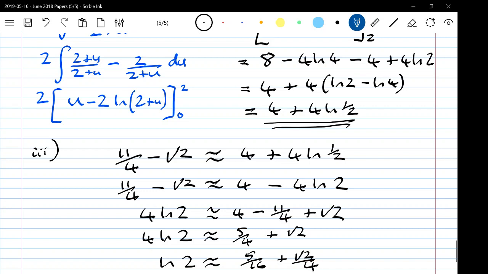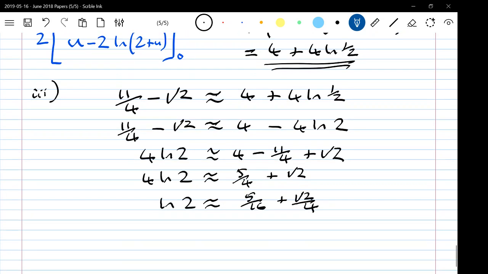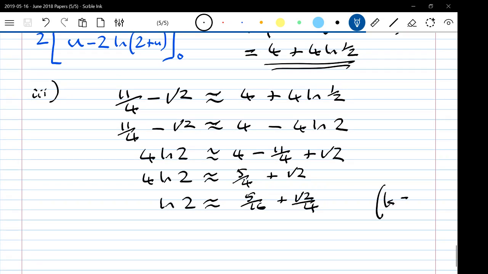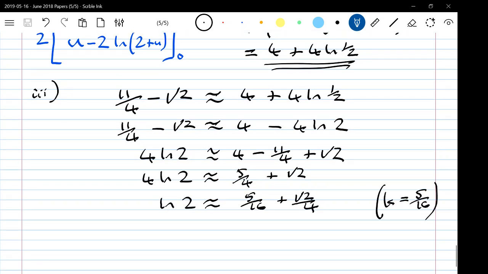So there we go. It said write it in the form or show that that's equal to that. You could have then put a little aside to say k equals 5/16, but you didn't have to. There we go. And that's maths.